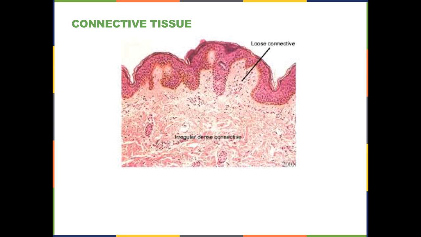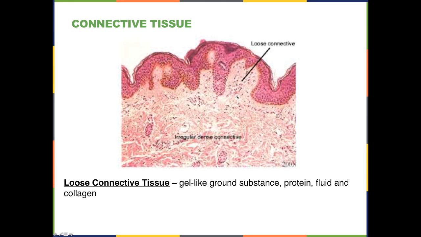Now, there's different kinds of connective tissue. There's one called loose connective tissue. Loose connective tissue, as its name implies, has a very gel-like ground substance, has fluid and protein, and it looks like it's loosely packed. So it has what appears to be air spaces, though it's not really air spaces.